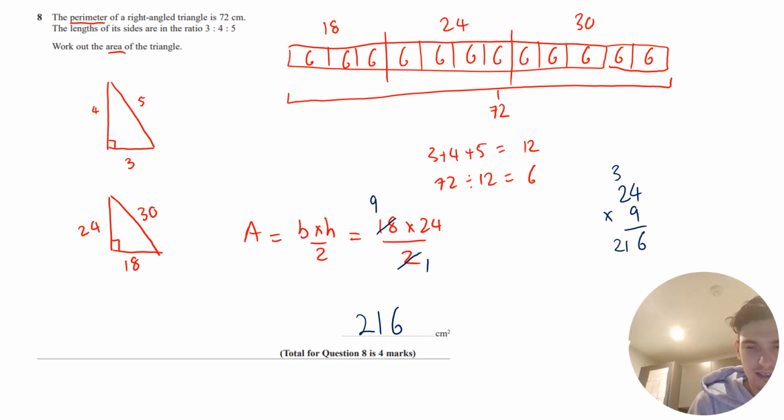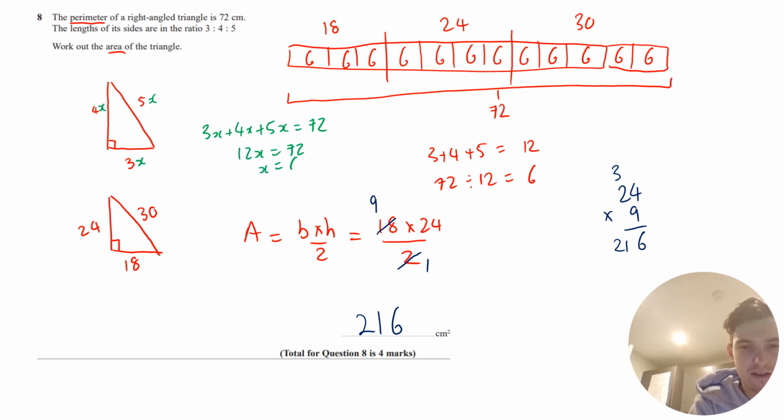Just to show you very briefly another way to do it. What you could have said is, okay, I know the side lengths are in the ratio 3 to 4 to 5. So let's call it 3x, 4x, and 5x. And they sum to make 72. Then you would have found what x was, and then you could have said, okay, 3 times 6 is 18, 24, and 30. So same thing, we've got different methods, either way is fine. Let's move on to the next question.